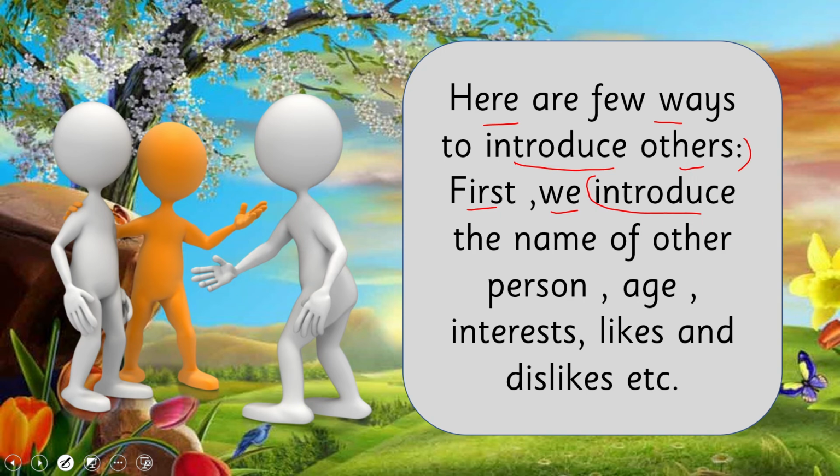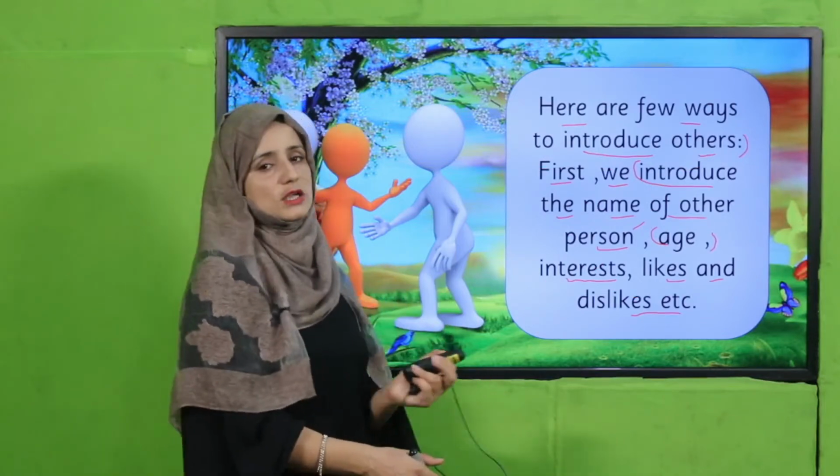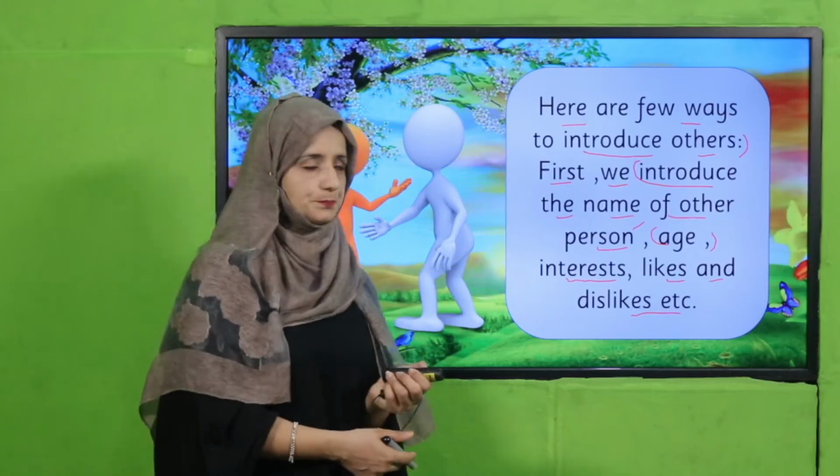First, we introduce the name of the other person. In the first step we tell the name, and in the next step we can tell age, interests, likes and dislikes, etc. Same as when we are sharing our own introduction, our likes, dislikes, and what we like to eat. So in the same way, when we have to introduce our friend, brother, sister, mother, anyone else, we also give this information to the other person.